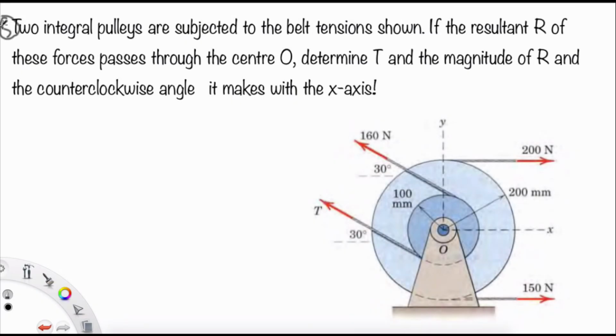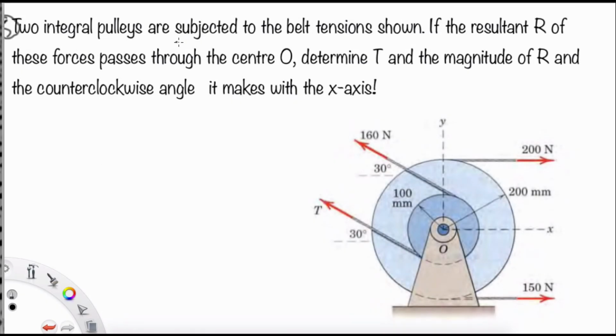And then in the third exercise, we have two integral pulleys subjected to the belt tension, just like shown here. If the resultant R of these forces passes through the center O, determine T and the magnitude of R, and the counterclockwise angle, maybe it's theta here, it makes with the x-axis. So we have to obtain the resultant, the magnitude of T, and also the angle, counterclockwise.